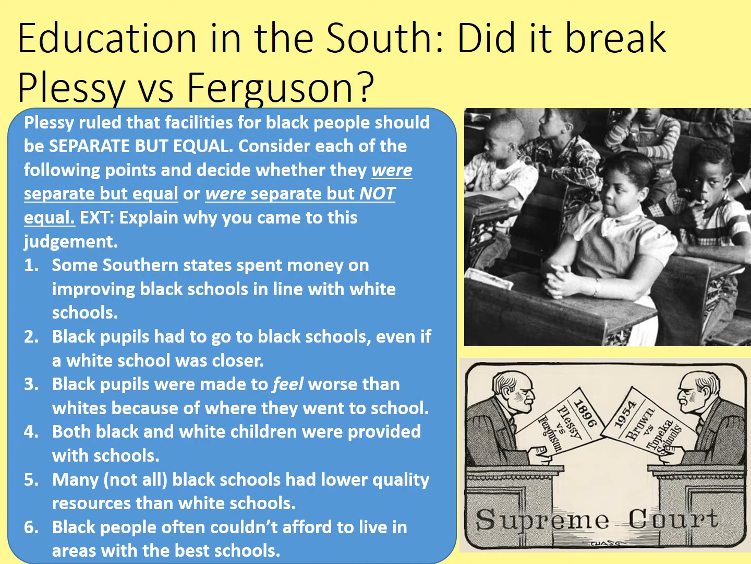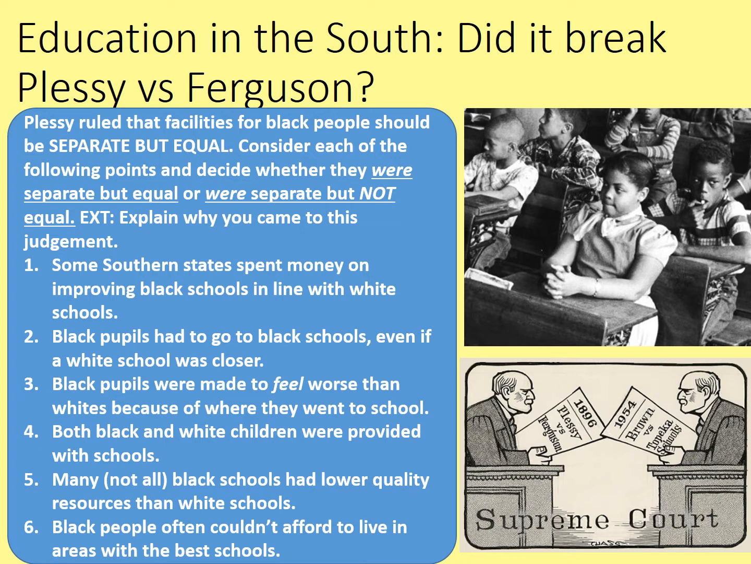This is probably feeling pretty obvious by now, but you should have decided that these schools were not in fact separate but equal. They were just separate and very deeply unequal. That said, there were examples of so-called equality that campaigners on the side of the Plessy ruling would point towards. Some southern states spent money on improving black schools in line with white schools, which was pointed to as an example of separate but equal treatment.